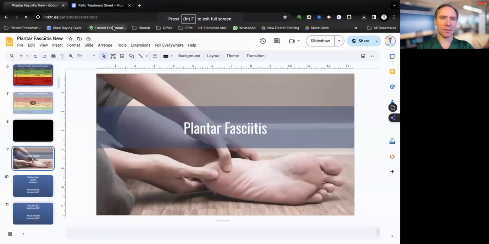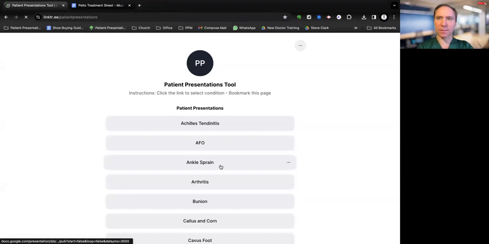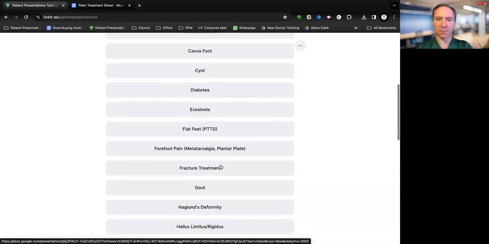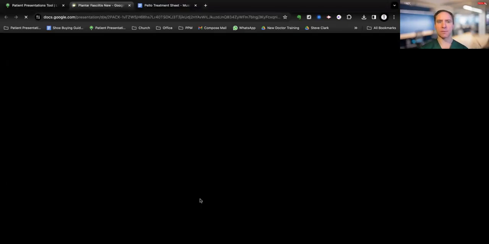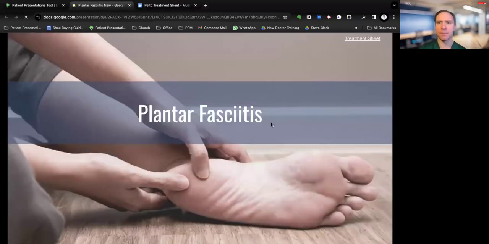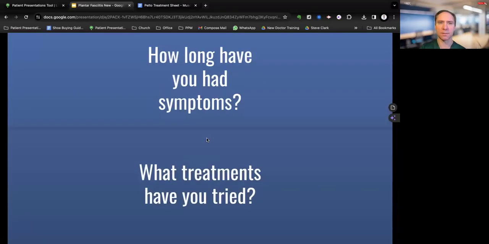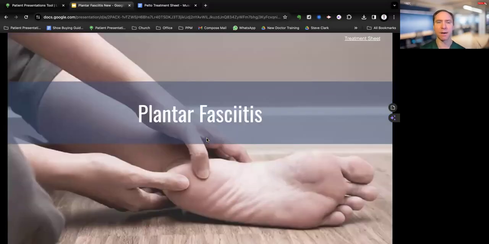So the link goes to this thing called my patient presentation tool. This is what I use for my patients. And then if you go down to plantar fasciitis, right here, you can see the slides. There's a link up top where you can get the treatment sheet, and then you can slide through. These are the same things I do in my office. So if you are a patient, you can print out the treatment sheet and bring it to your doctor. You could show them this presentation. That might help.